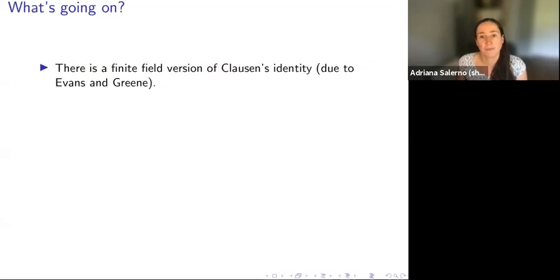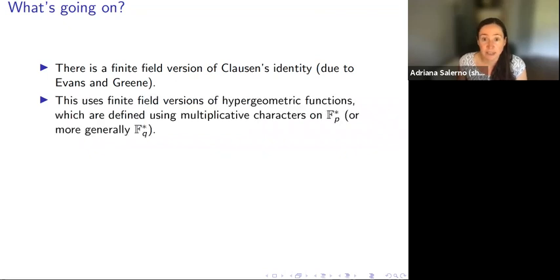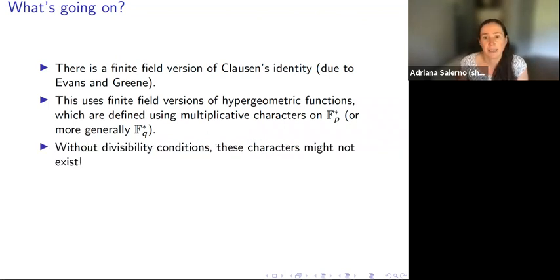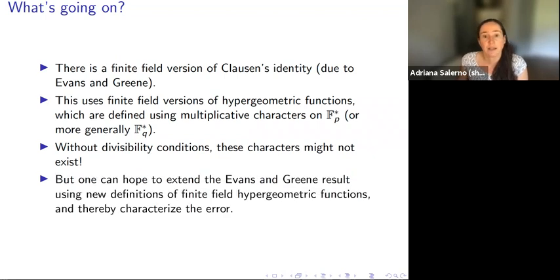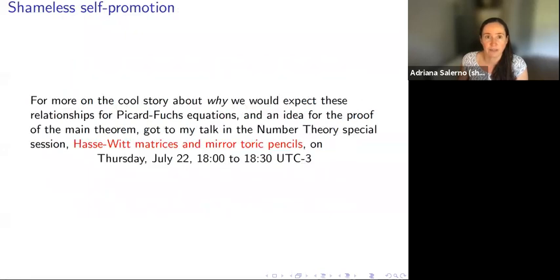And so we have a finite field version of Clausen's identity, and there is a finite field version of hypergeometric functions. Right now we've been doing all this over C and then translating mod p, but it might be smarter to work over a finite field. Again, these characters might not exist, but one can hope to extend these things. That's what we're working on right now, so this is work in progress. See the paper that I shared with you before that's on the arXiv.